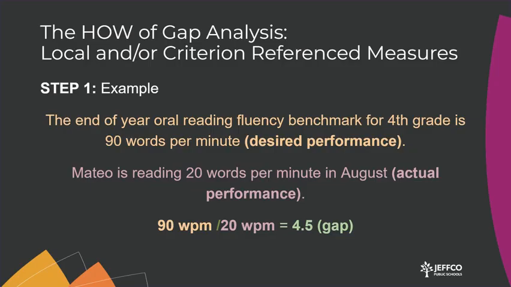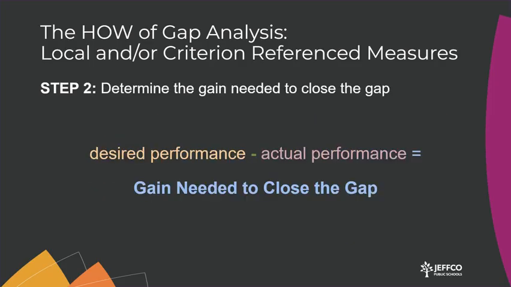For example, the end of year oral reading fluency benchmark for 4th grade is 90 words per minute. That's our desired performance. Mateo is reading 20 words per minute in August. That's Mateo's actual performance. If we take 90 divided by 20, we get a gap of 4.5. Is that significant? I hope you said yes.